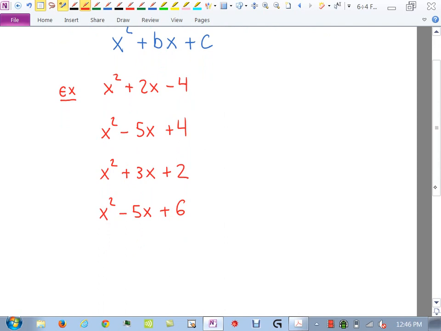All of those have the same look to them, don't they? They're all trinomials. They all have, you could say, a 1 in front of the x squared, don't they? They all have a 1 out here. And then there's always just some number in front of an x. Here it's 2. The next one is negative 5. The next one is positive 3. The next one is negative 5, right? And they all have a number out here on the side, don't they? Agreed? Okay. Our focus today is factoring those types of things.